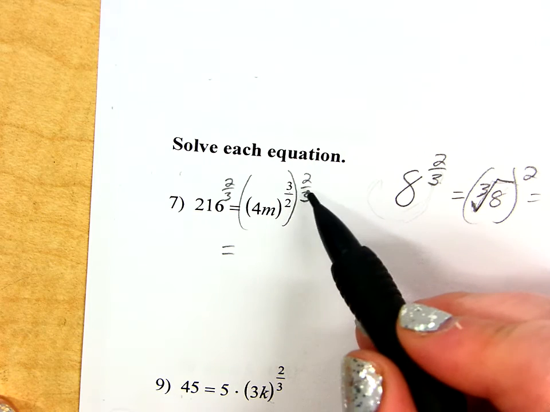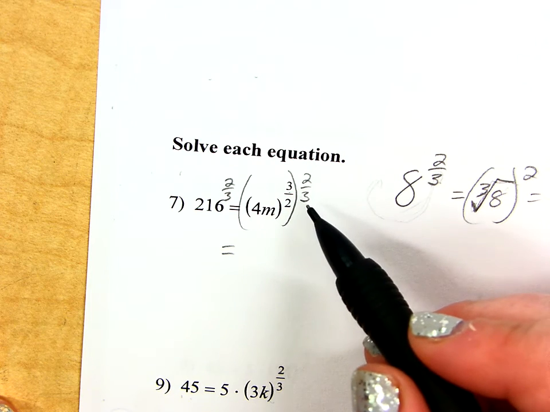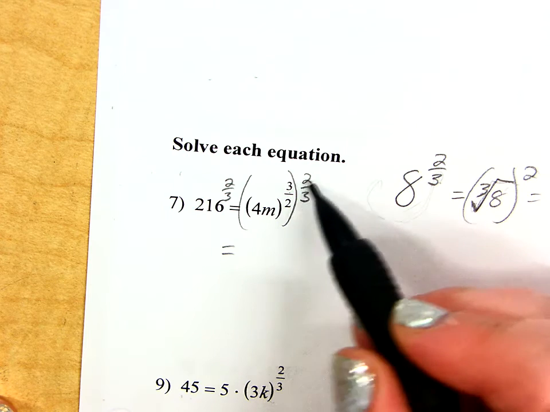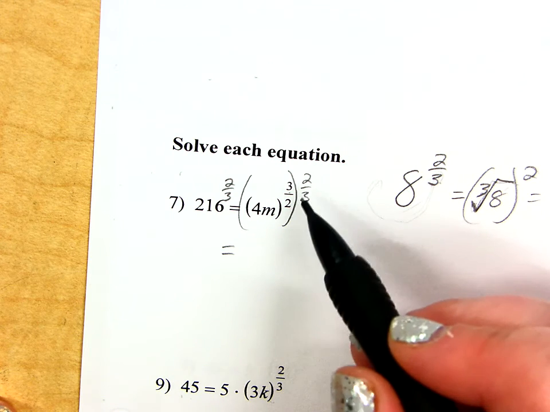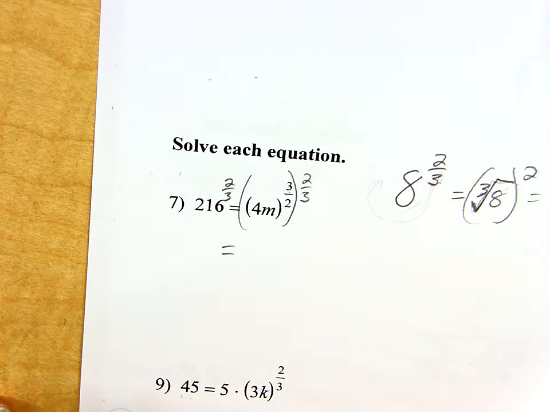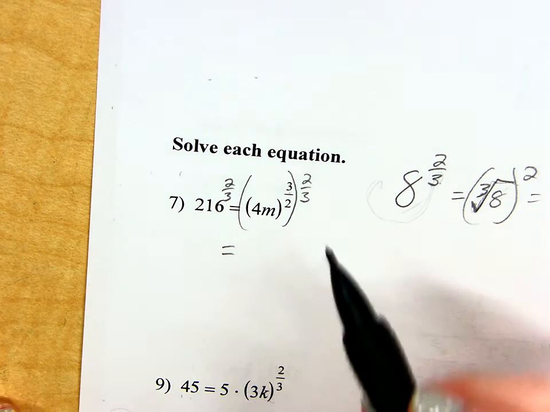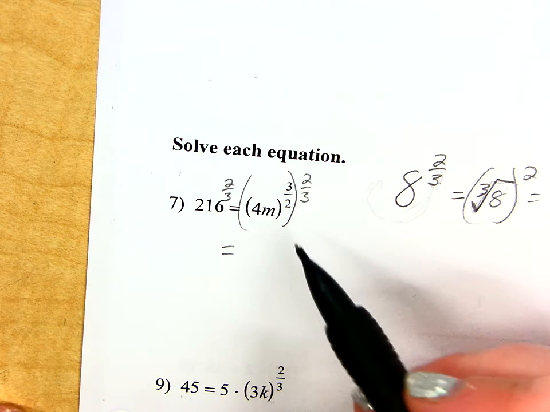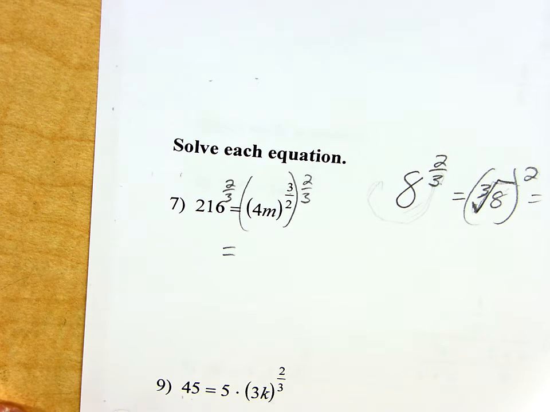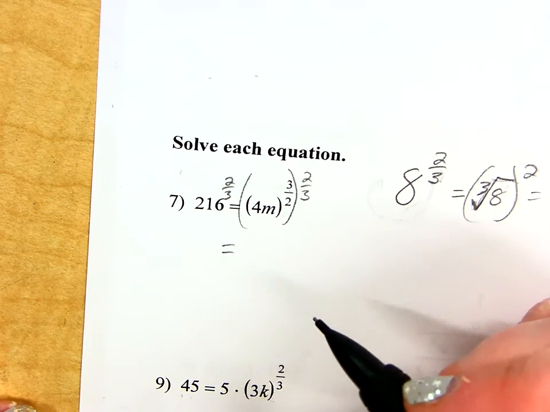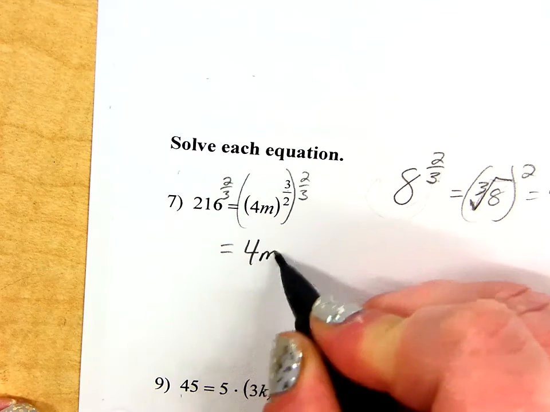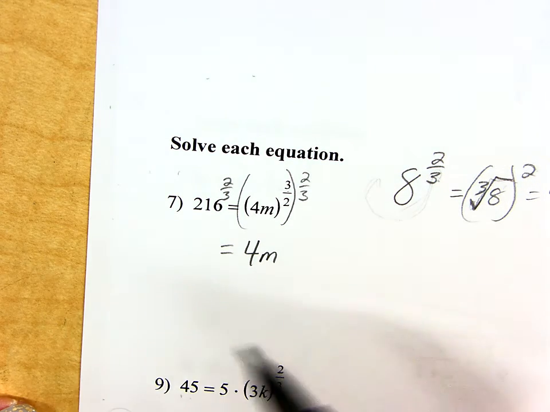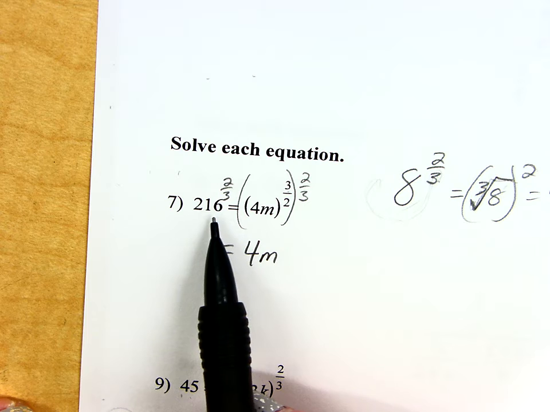What do you do when you raise a power to a power? What are you supposed to do with these numbers? Like if you have x squared and then you cube it, isn't that x to the 6th, right? Because you did 2 times 3. You multiply those exponents. So if I multiply 3/2 and 2/3, what do you get? Just 1. That's the magic, right? That's why you raise it to the reciprocal power. So now, on the right-hand side, all that's left is 4m. And then on the left-hand side, I just have to figure out what that is.